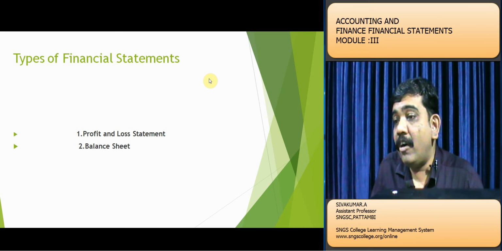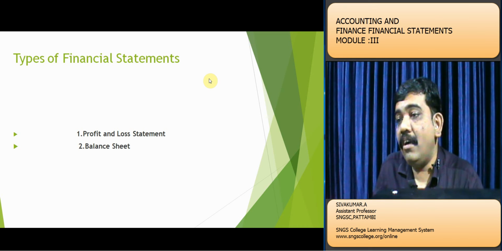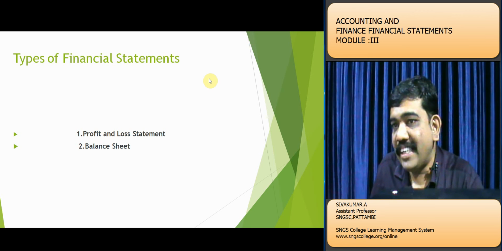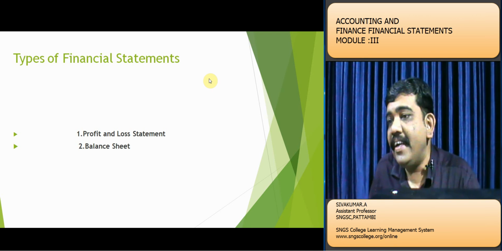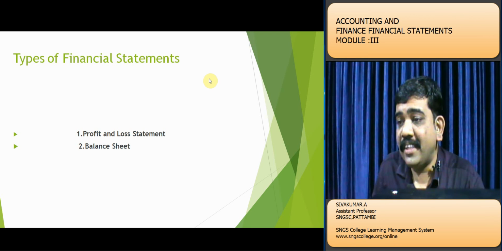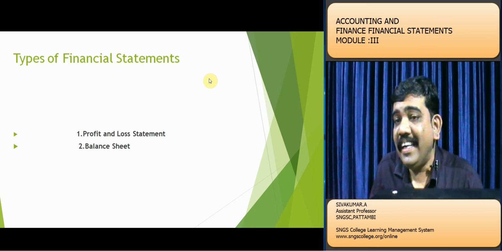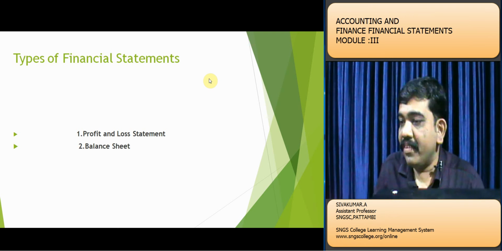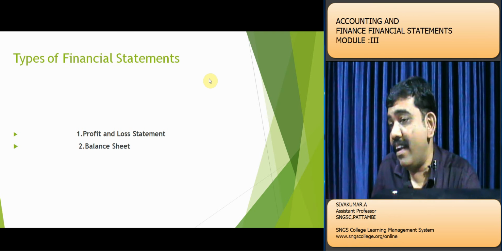As far as cooperative societies of our state are concerned, the Kerala Cooperative Societies Act of 1969 is relevant in Kerala state. So every cooperative society in Kerala is to prepare their financial statements on the basis of the Kerala Cooperative Societies Act of 1969.